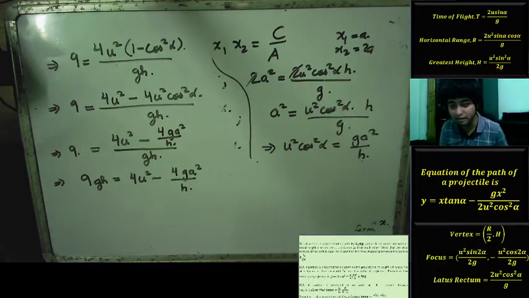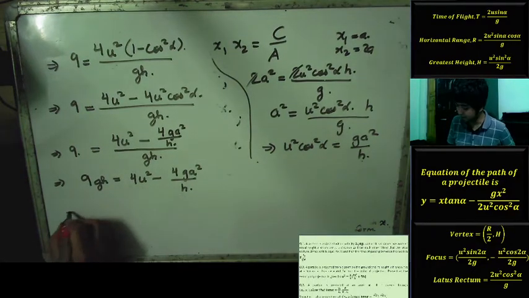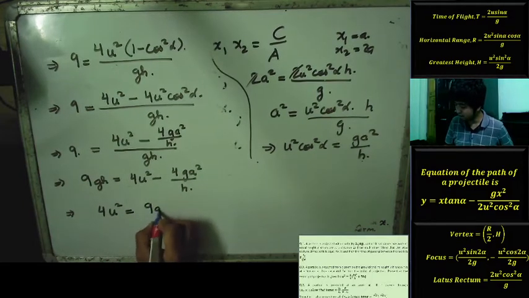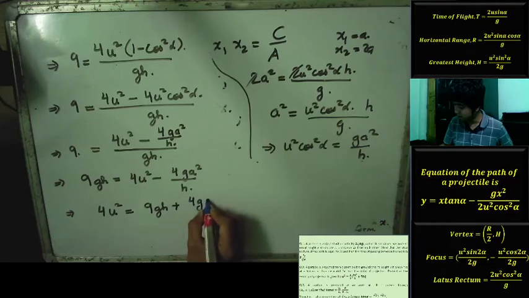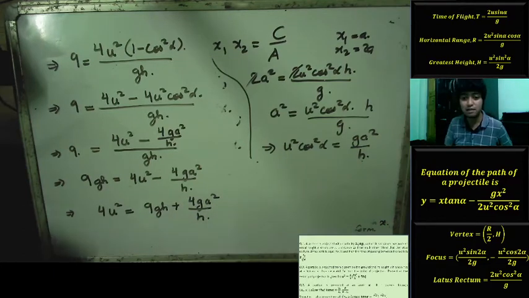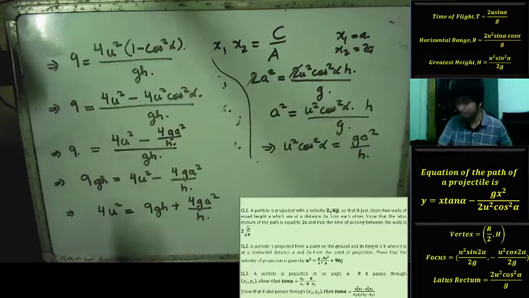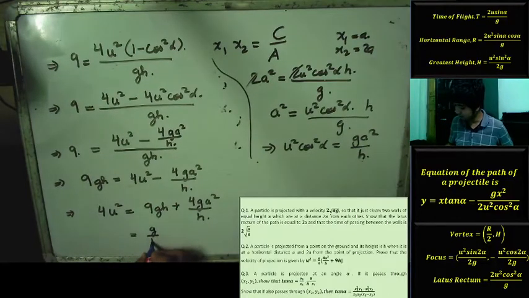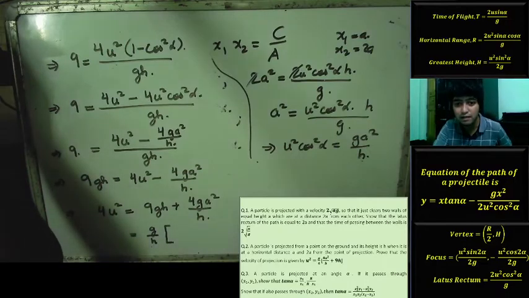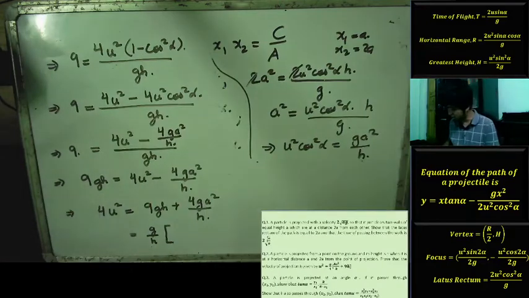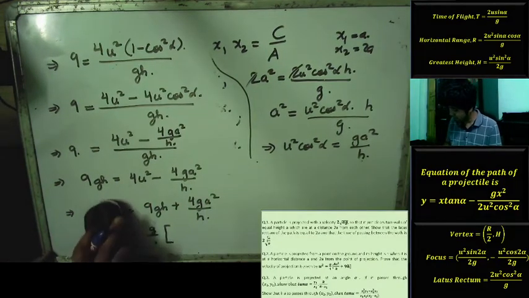So this is what we are having. And if you remember, we need to find the velocity. So for u squared, you will have 9 g h plus 4 g a squared upon h. Now let us see what we need to express it as. We will take g over h common. Let's see, g by 4 we need to take common.